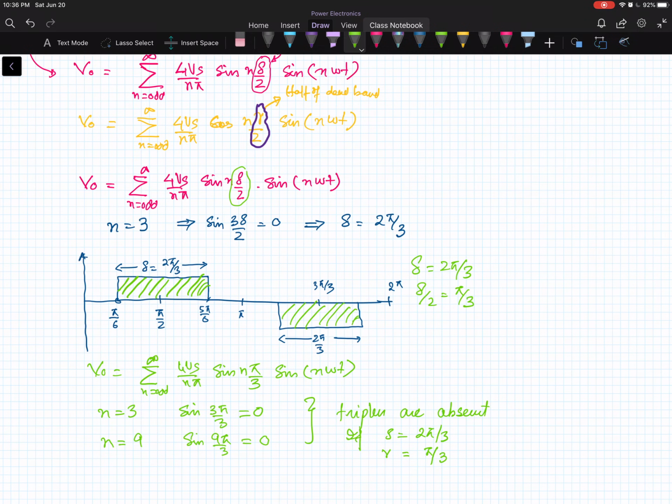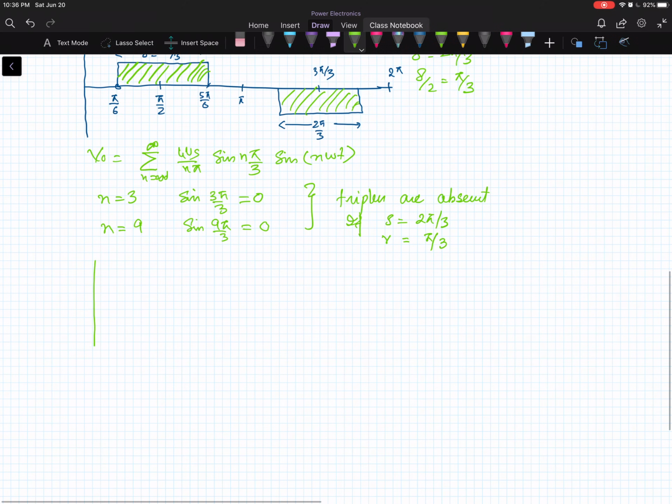So if gamma is equal to 2 pi by 3, or del is equal to 2 pi by 3, or gamma is equal to pi by 3, your triplen harmonics will be absent. So if I quickly sketch the spectrum of this quasi square waveform, let's suppose V1 is the fundamental component. The second harmonic will be absent, the third harmonic will be absent, the fourth harmonic will be absent, the fifth harmonic will be there, and the magnitude of the fifth harmonic will be V1 by 5.